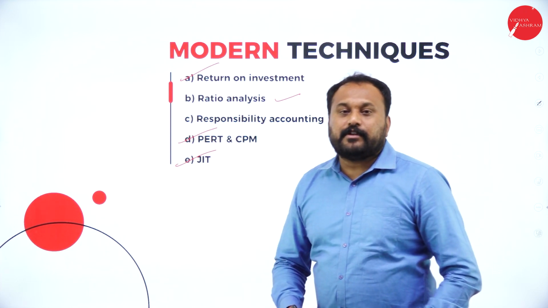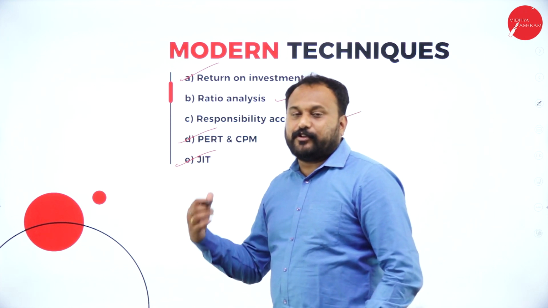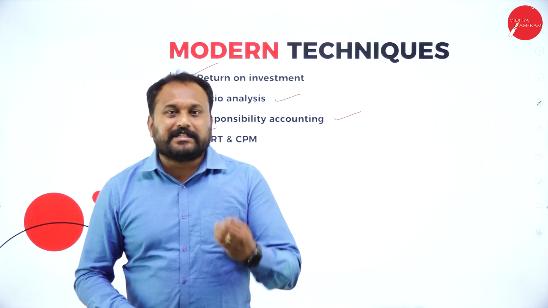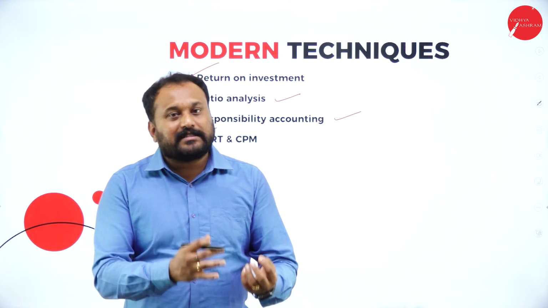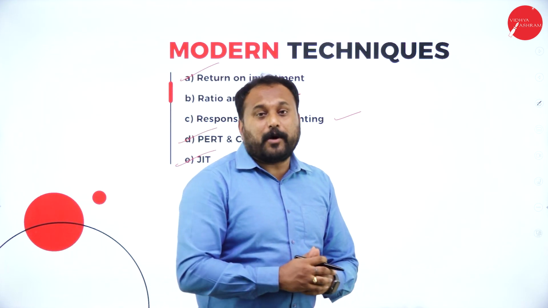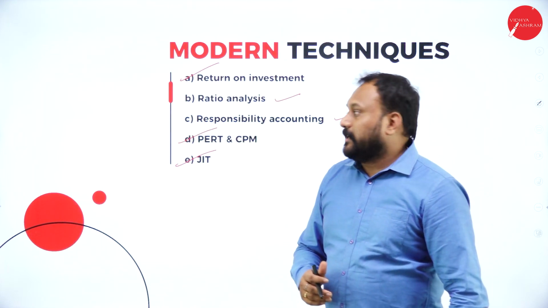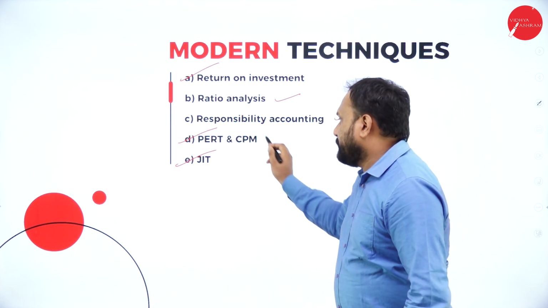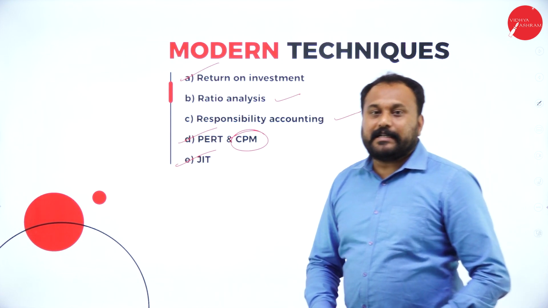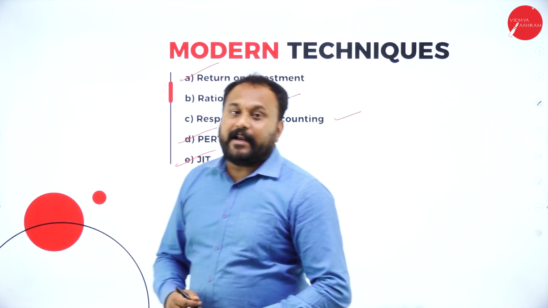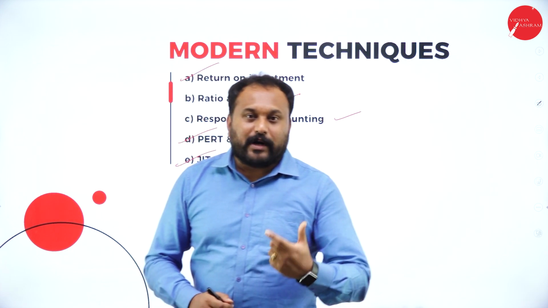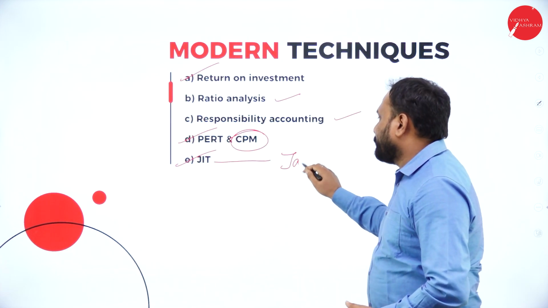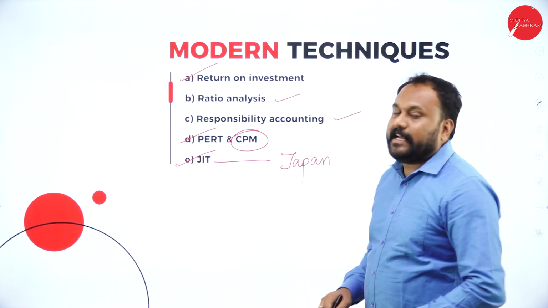Responsibility accounting, whenever you go for any type of accounting, this is for the modern technique. You should be very responsible even to use any resources, because resources are scarcity and we are supposed to use it optimally. So responsibility accounting. PERT, CPM, we have PERT, CPM. CPM is critical path method. PERT in the sense program evaluation and review technique. Now I'll tell you what exactly that are. And the last one is JIT. JIT is from Japan. So it is called just in time.